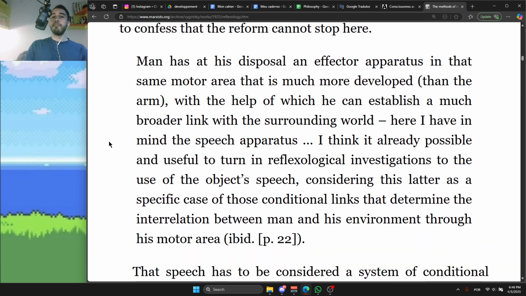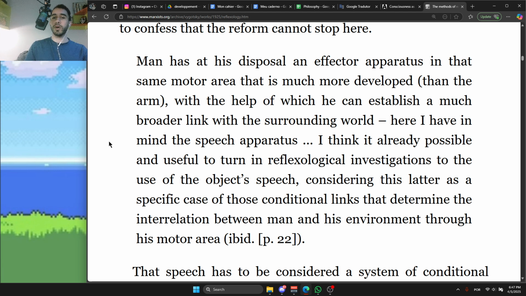But in for a penny, in for a pound, Professor Protopopov has to confess that the reform cannot stop here. Man has at his disposal an effector apparatus in that same motor area that is much more developed than the arm, with the help of which he can establish a much broader link with the surrounding world. Here I have in mind the speech apparatus.